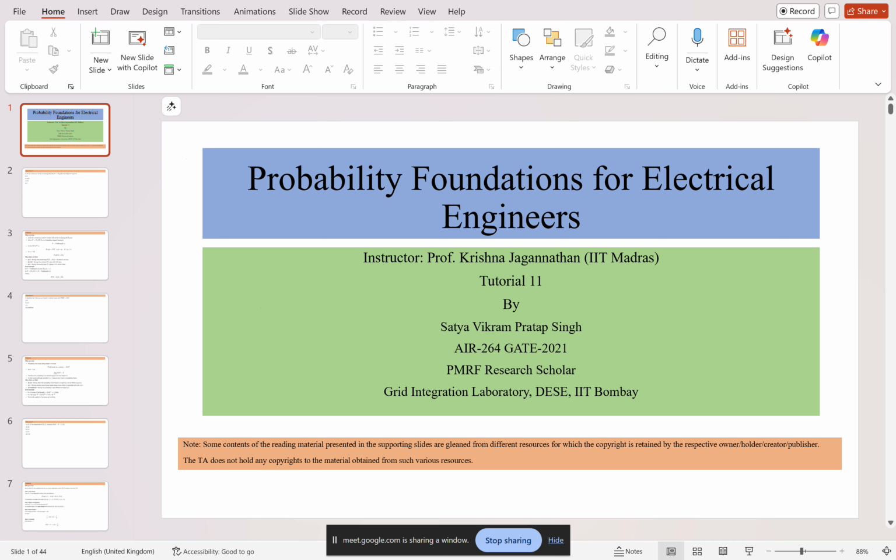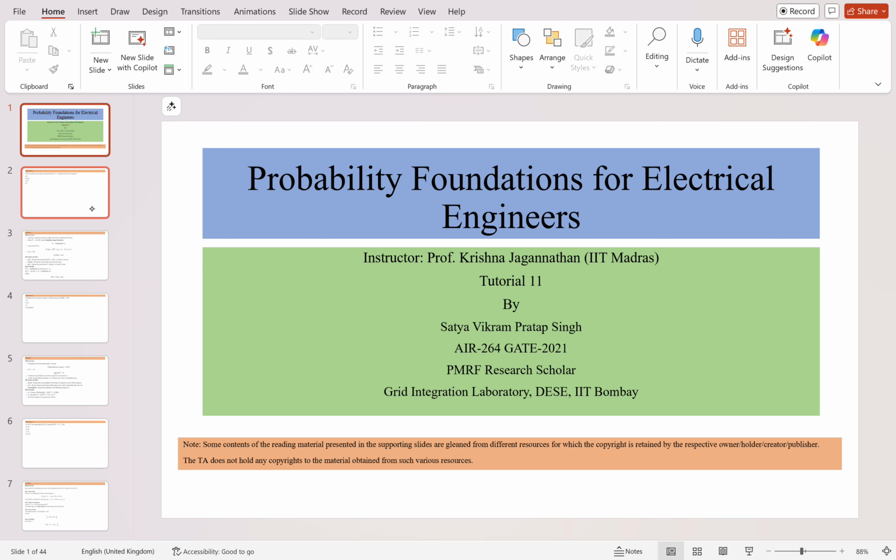Actually, this is a revision session for the different topics we have covered in the previous classes. This is just to give a glimpse of what we have covered till now and how the questions are being framed, which will help you for your examination of this course, and also to strengthen your concepts and basics.